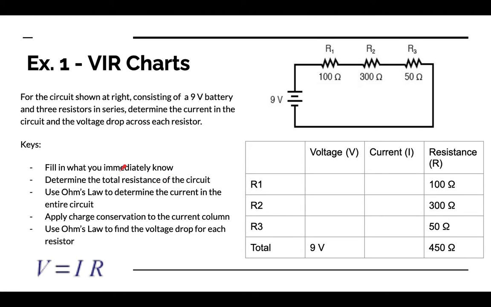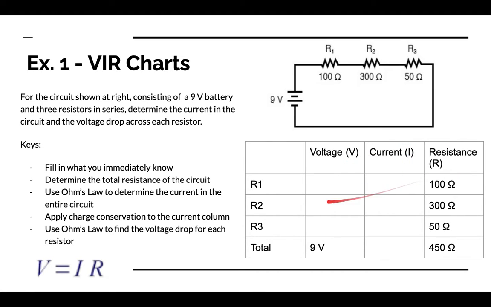From our diagram here, we immediately know that the resistance of R1 is 100 ohms, the resistance of R2 is 300, and R3 is 50, and that the voltage provided by the battery is 9 volts. On our table here, in our rows, we're going to have the individual resistors, and then the total overall circuit, okay? And then in the columns, we're going to have the voltages, currents, and resistances of each component, hence the VIR acronym, okay?